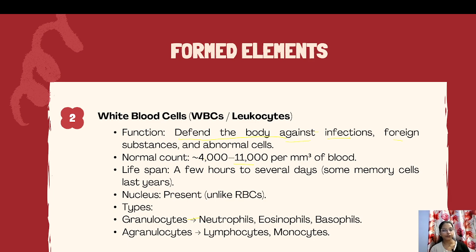Okay, now there are two types of WBCs present in our body. First is granulocytes, and second is agranulocytes. Granulocytes are the cells which carry granules inside the cytoplasm, and agranulocytes are the cells which lack the granules inside the cytoplasm. These granulocytes again get divided into three types: neutrophil, eosinophil, and basophil. And agranulocytes are lymphocytes and monocytes.